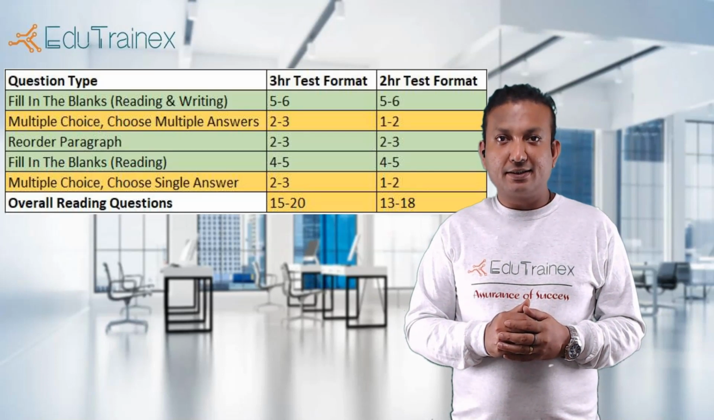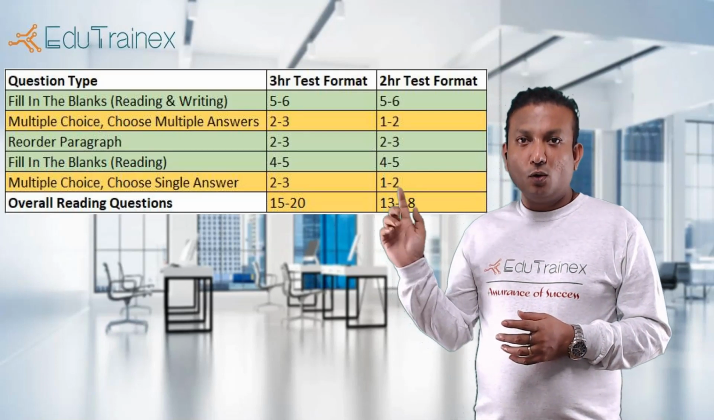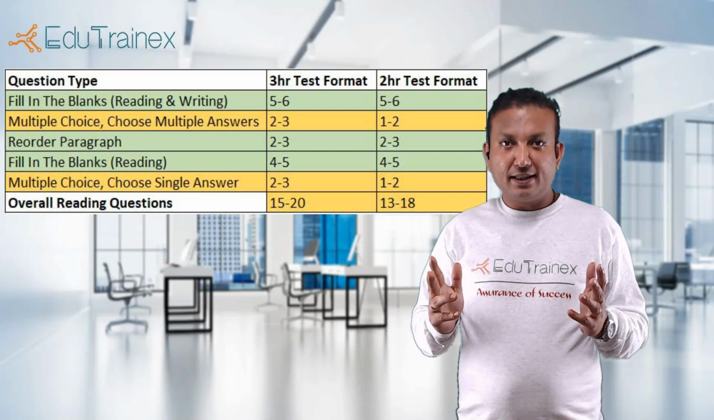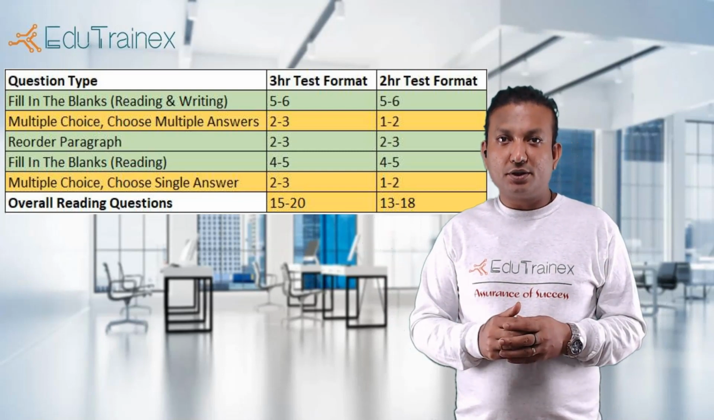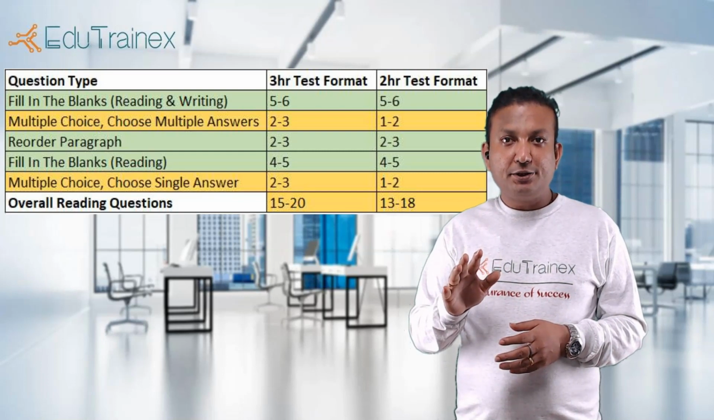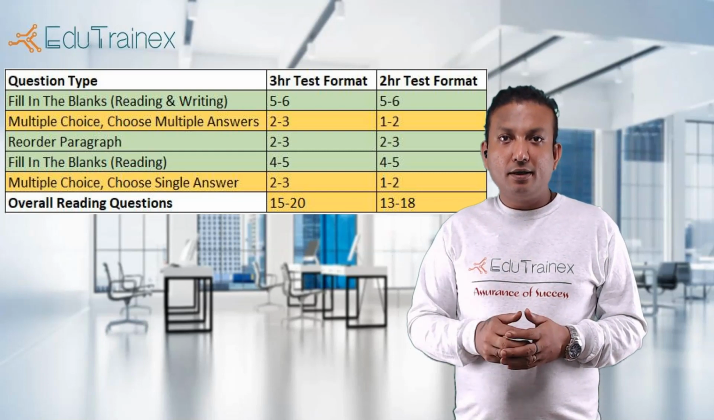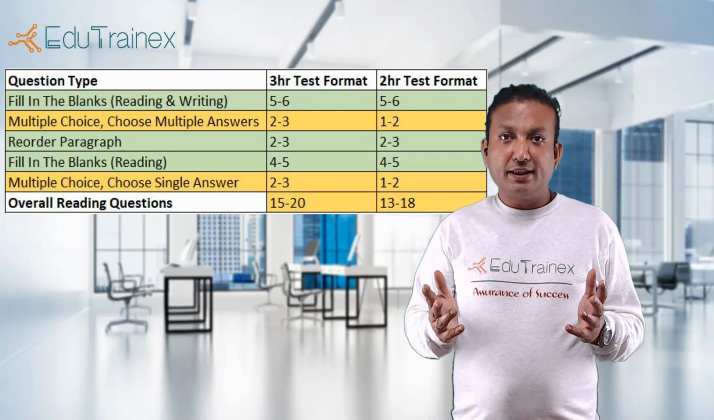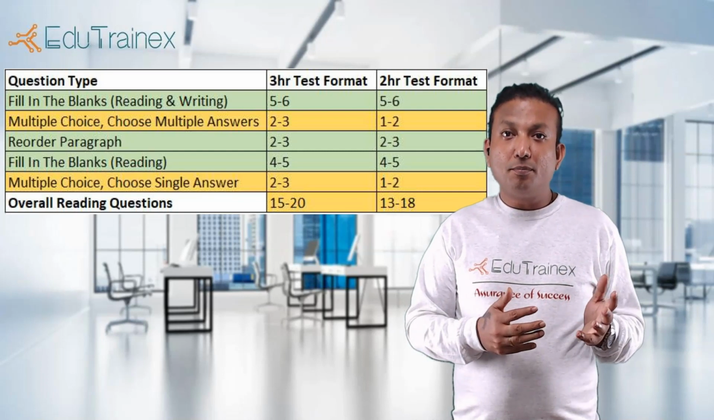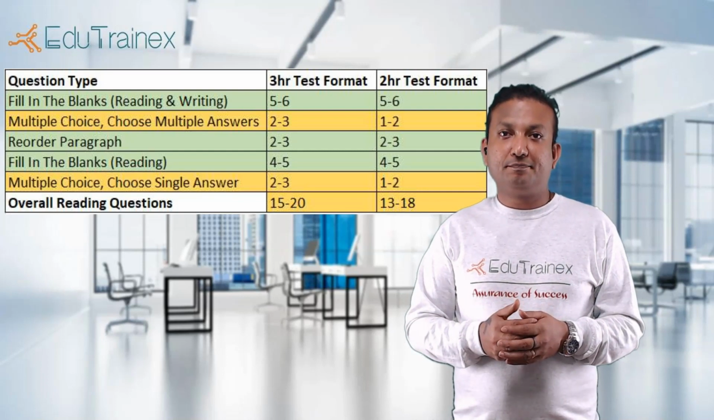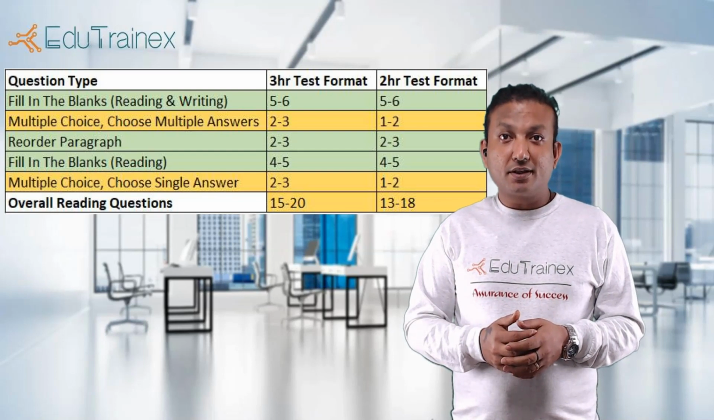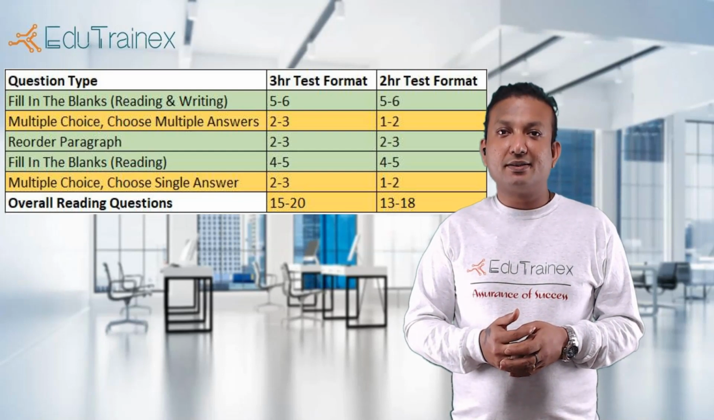Moving to the reading section, you can see that only the multiple choice questions have changed. Both the single answer and the multiple answer questions have been reduced from 2 to 3 earlier to 1 to 2 now, making the total count of the reading questions 13 to 18 questions from 15 to 20 earlier. So this is good news for the test takers who are actually struggling with the multiple choice questions.